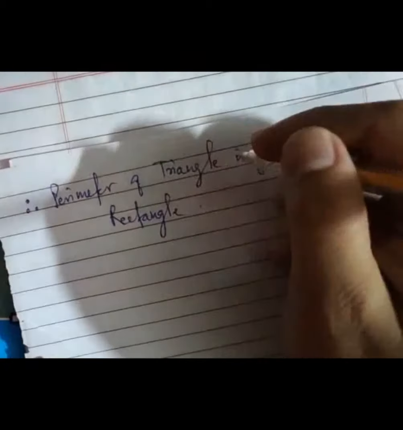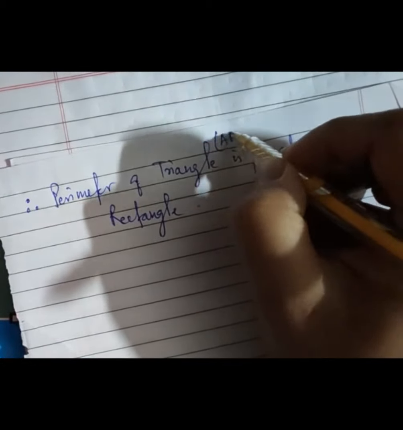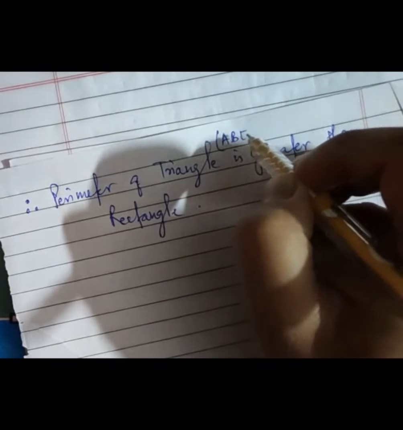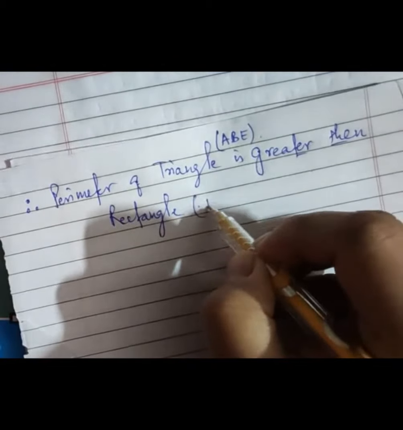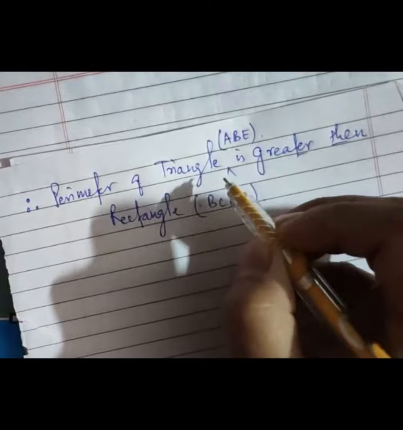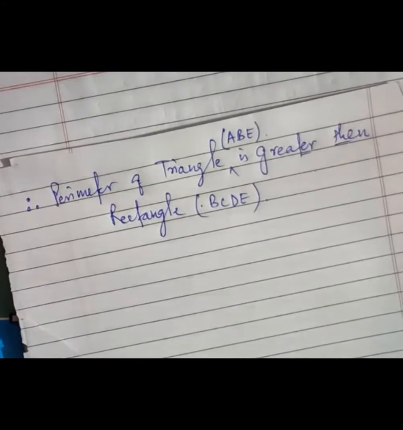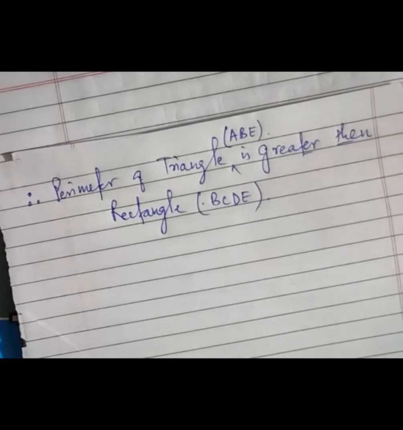Here you can write the name of the triangle also. The name of the triangle is ABE, and the name of the rectangle is BCDE. All right. So you can write like this also. It will be more proper, more understandable if you write in such a manner. All right. So with this, we are over with question number 5.